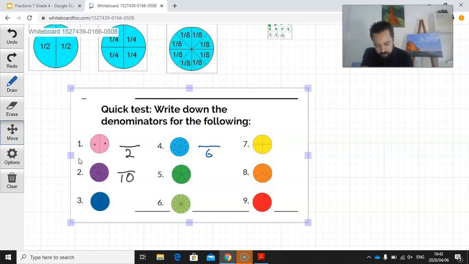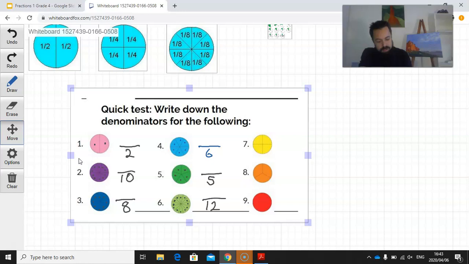Having a look at number 3, we have 1, 2, 3, 4, 5, 6, 7, 8 pieces. Denominator is 8. I think you're getting the pattern here. We've done number 4. Let's move across to number 5. 1, 2, 3, 4, 5 pieces. So we have a denominator of 5. Number 6. 1, 2, 3, 4, 5, 6, 7, 8, 9, 10, 11, 12. We have 12, so the denominator is 12.